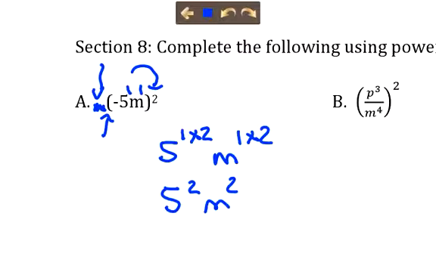Now let's deal with the negative. Remember our rule, if it's even, the negative sign will turn positive. If it's odd, it just stays the same. And because 2 is an even number, this becomes positive. And that's your answer.